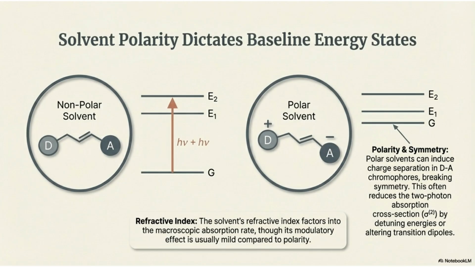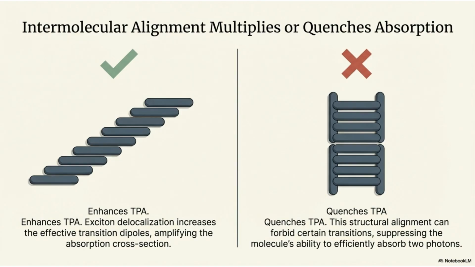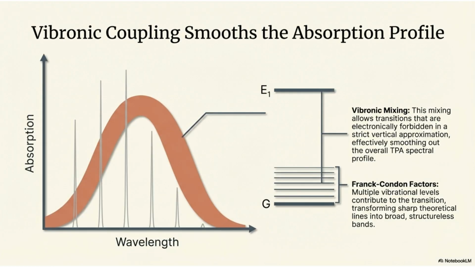In polar solvents, induced charge separation can break symmetry, potentially reducing the absorption cross-section. Intermolecular alignment can either multiply or quench absorption. Enhanced alignment, like J aggregates, increases the effective transition dipoles and amplifies the cross-section. Vibronic coupling smooths the absorption profile. Vibronic mixing allows electronically forbidden transitions, and Franck-Condon factors transform sharp theoretical lines into broad bands.